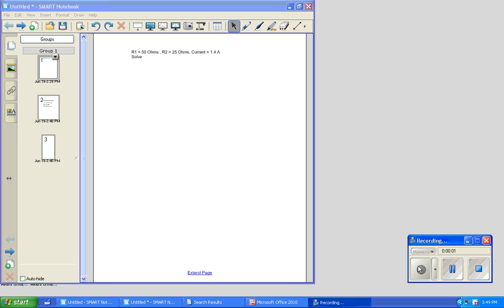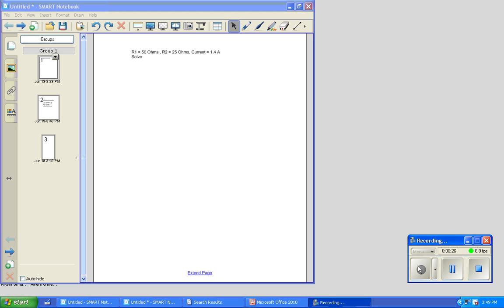Alrighty, on page 65, you see an example, not 65, I'm sorry, 61. On page 61 you'll see an example problem in the textbook, and we're going to work our way through it. It has two resistors in series, a 50 ohm and a 25 ohm, and it has a total current of 1.4 amps.